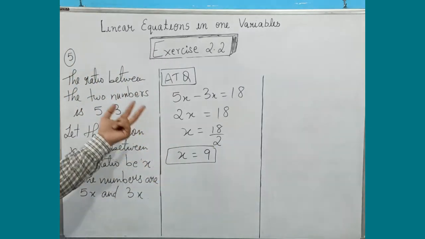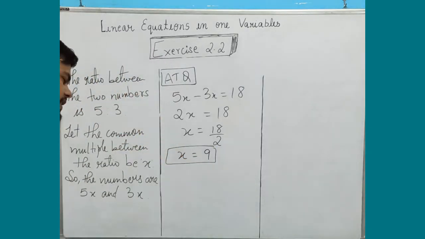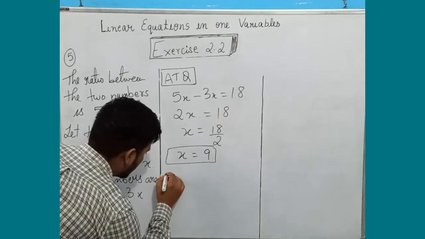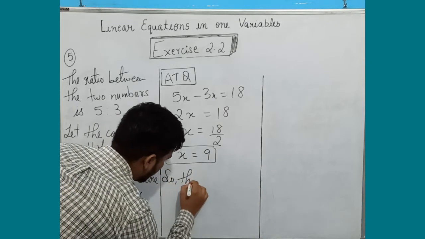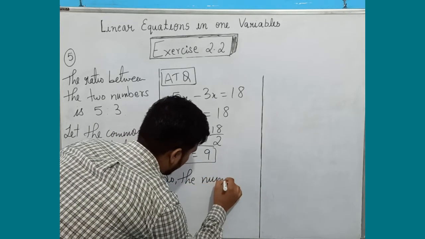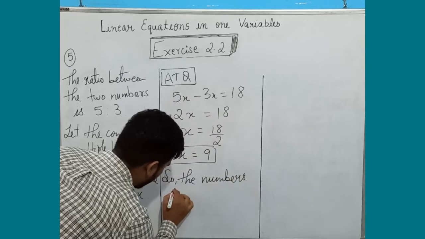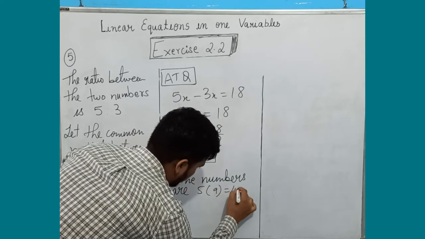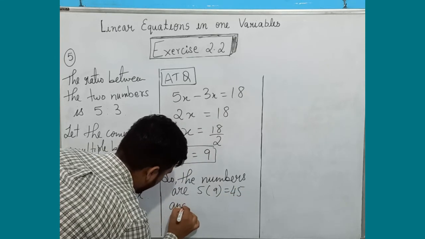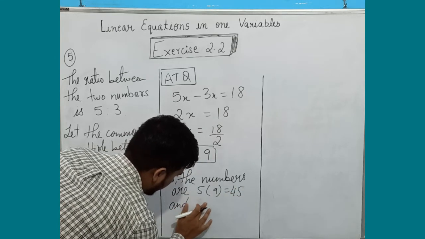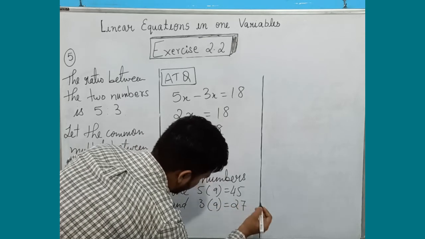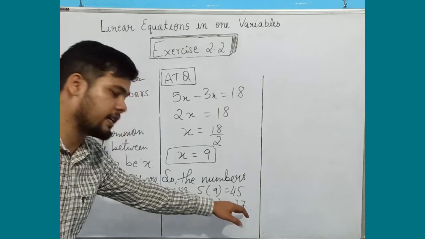Now the value of x is 9. Remember, the value of x is 9 and we don't want the value of x. We want the two numbers as per the question. So the numbers are 5 into 9 which is equal to 45 and 3 into 9 that is 27. So this last thing is my answer.